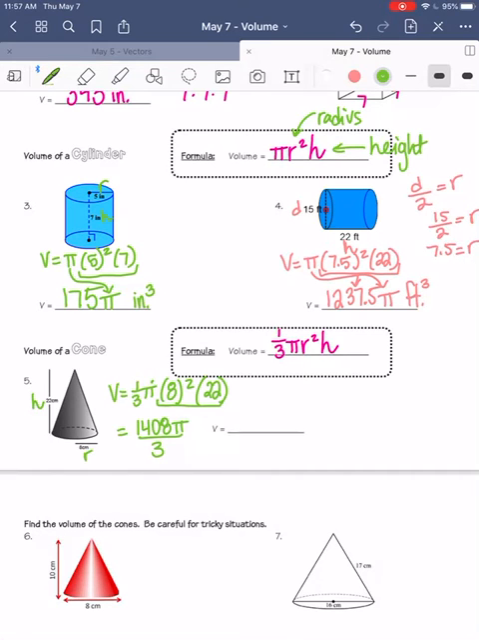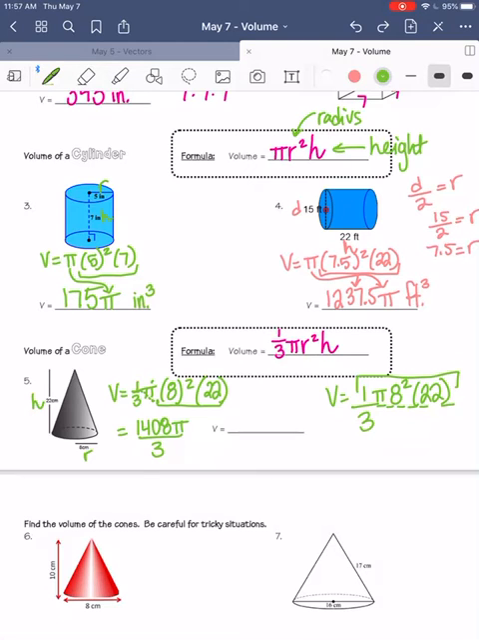Now, I want y'all to understand, let me rewrite this. Volume equals 1/3 pi 8 squared 22. Do y'all see how that looks a little better? And you can keep this fraction going. So everything on the numerator equals this, and then the 3 comes over. Now I want to see if those can be divided nicely.